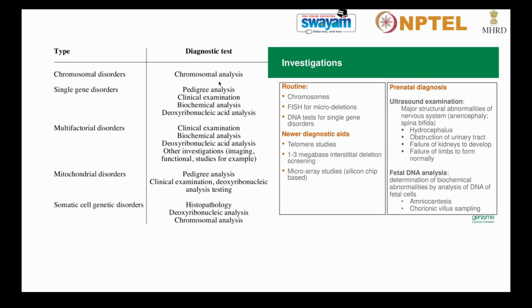In this you perform analysis of the chromosomes, and you check the karyotypes. When it comes to single gene disorders, where a single gene is associated with a certain disease, how can you track those diseases? You can perform pedigree analysis, clinical examinations, biochemical analysis, and you can also perform deoxyribonucleic acid analysis. Then come multifactorial disorders, the disorders which involve multiple factors. For those, the diagnostic tests which could be performed include clinical examination, biochemical analysis, deoxyribonucleic acid analysis, and other investigations such as imaging and functional studies, for example.